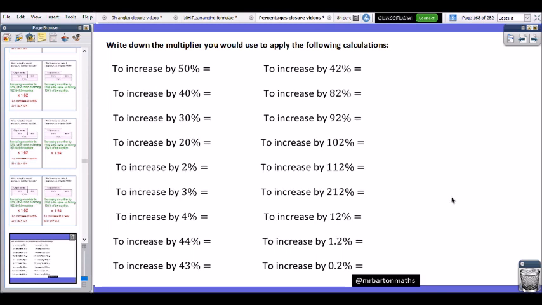Okay, so could you find your next task on your worksheet, please? For all of these questions, it's just saying what would you times a number by? So for example, in the first one, it's like what would you times a number by if you wanted to increase it by 50%, and so on.